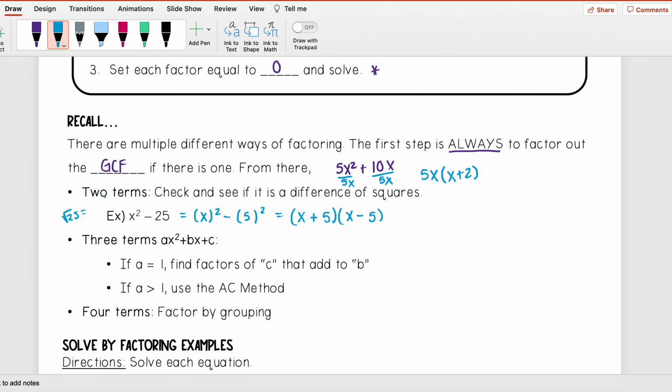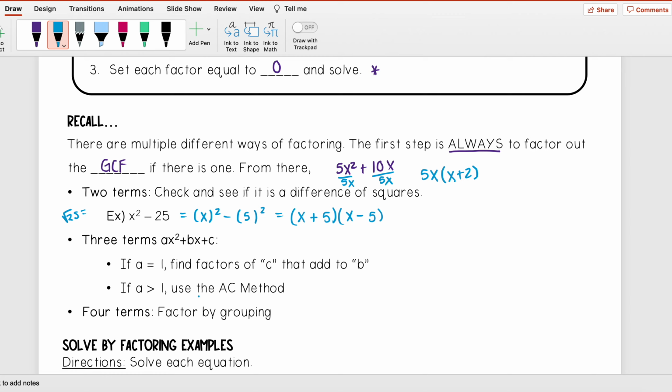When we have 3 terms, so let's say we had something that looks like ax squared plus bx plus c, we had 2 different ways that we can factor it. So first, if a is equal to 1, then we're going to find factors of c that add to b. And then we would just put those factors into our parentheses. However, if a is greater than 1, then we need to use the AC method. Again, if you don't remember what those are, I highly encourage you to go back and rewatch those videos.